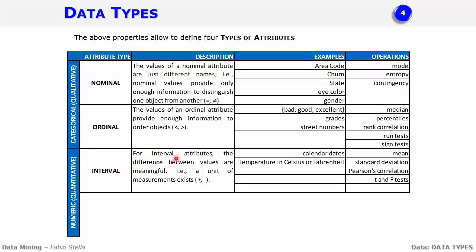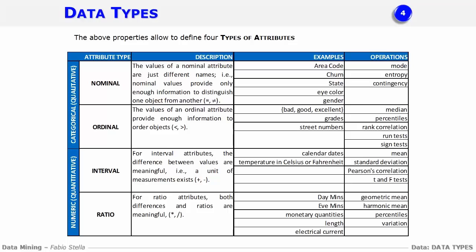The third type of attribute is the interval attribute. For interval attributes, the differences between values are meaningful. Instead, a unit of measurement exists and we can use the plus and minus operators. Examples of interval attributes are calendar dates and temperature measured in Celsius or Fahrenheit. The allowed operations on interval attributes are mean, standard deviation, Pearson's correlation, and T and F tests.